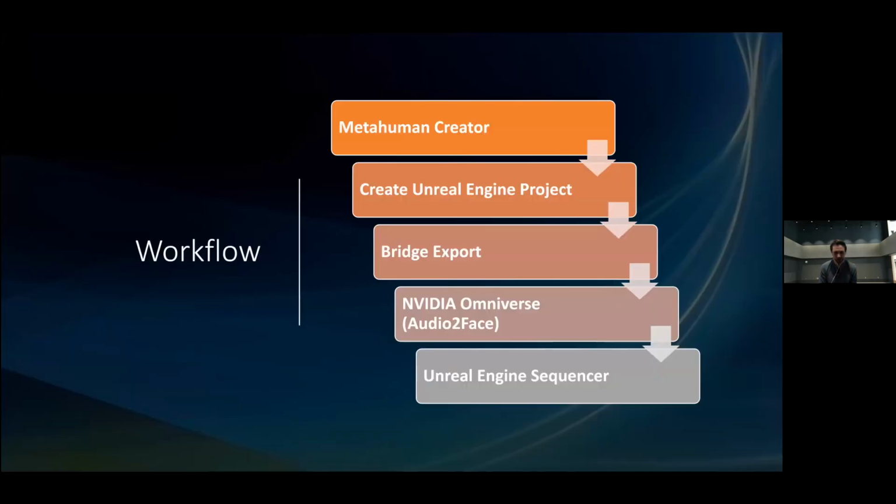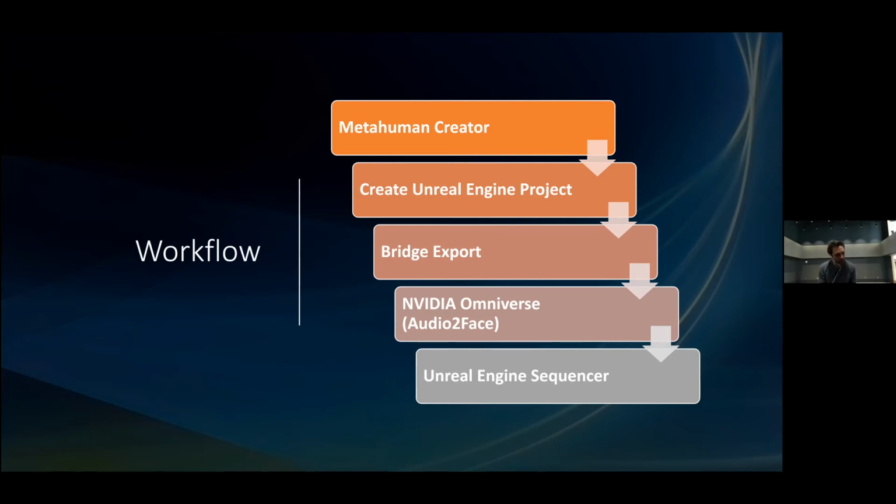All right, so just a quick workflow. Essentially, you start things off by creating your avatar in Metahuman Creator. Once you do that, you then create your own Unreal Engine project. This is after you download. Once you have your avatar created and your Unreal project open, you use the bridge to export the Metahuman to the appropriate file. I'll show you how to do that in a second.